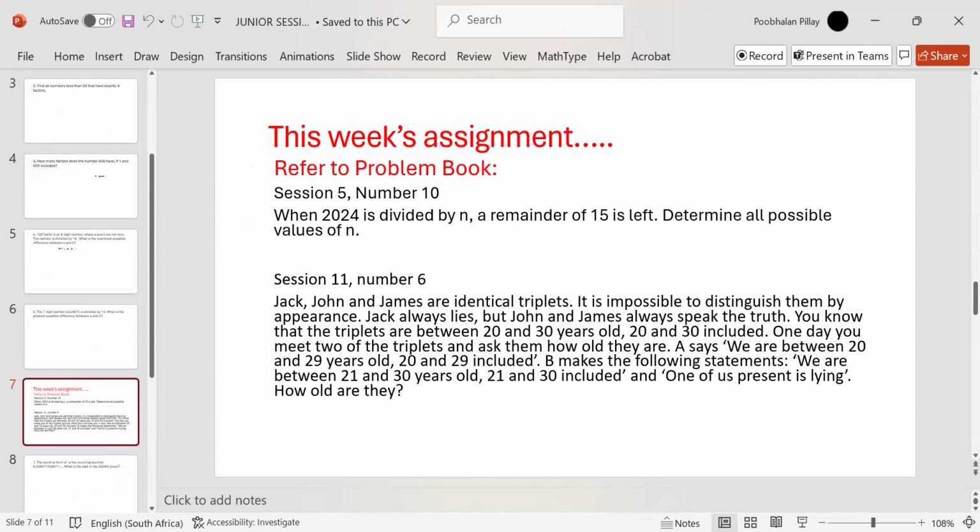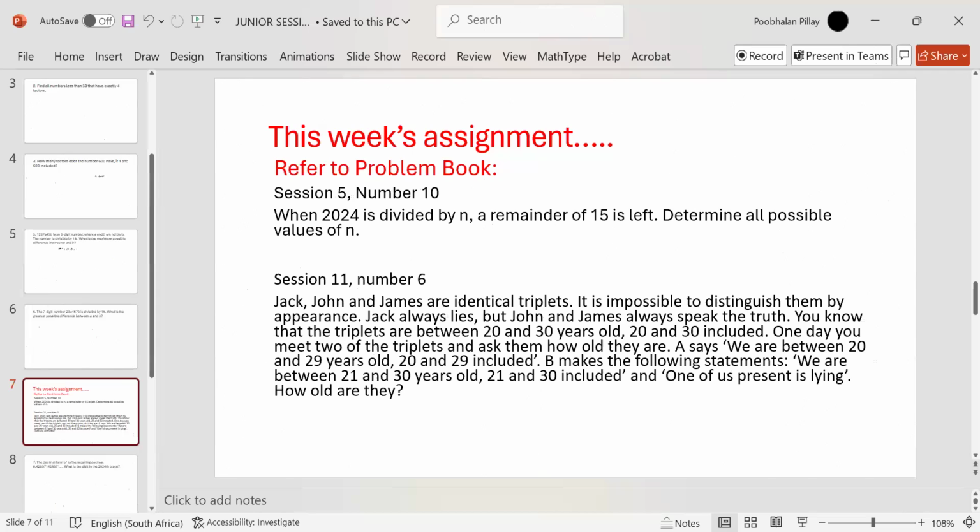You can try this thing out, and I'll just give you a clue here. Session 11, number 6. See, there are several possibilities in this. These two guys are either speaking the truth always or they're speaking lies always. So you can have quite a few possibilities.